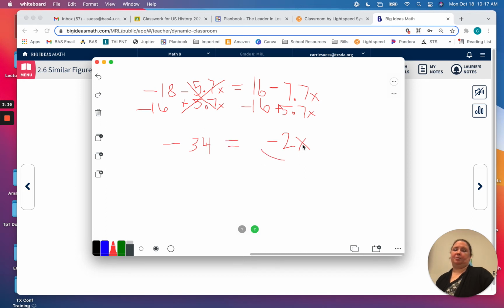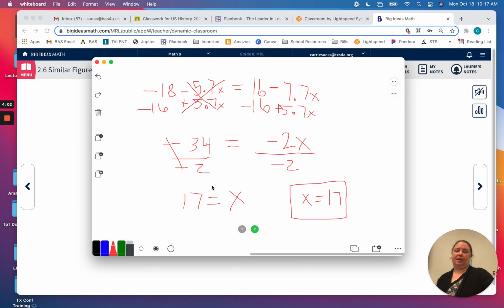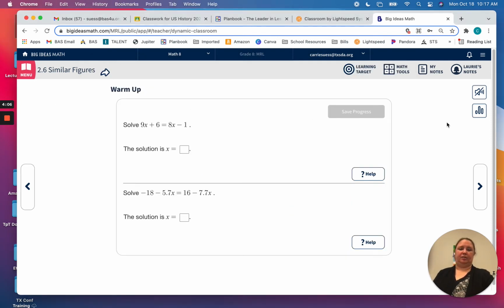Okay, now to get the x by itself, what do I do? Divide by negative 2. So the negatives cancel. What's 34 divided by 2? So 17 equals x. Or x equals 17. Okay, does that make sense? All right, so now everybody should have 100 on their warm-ups.